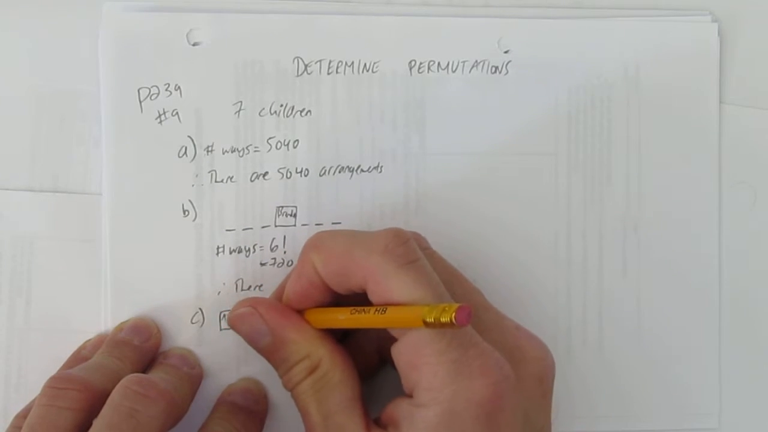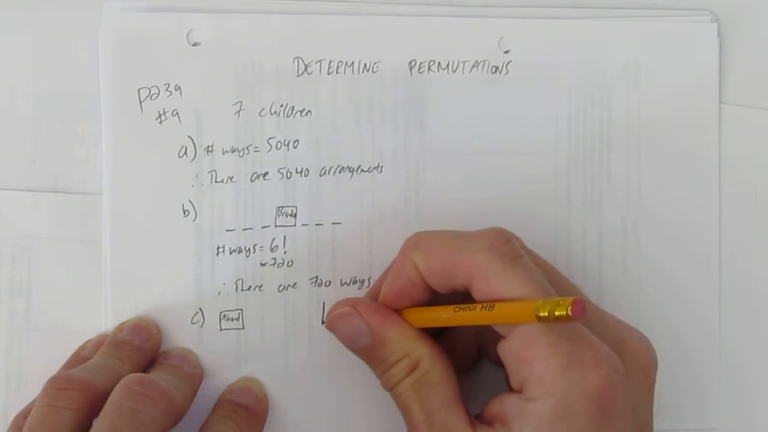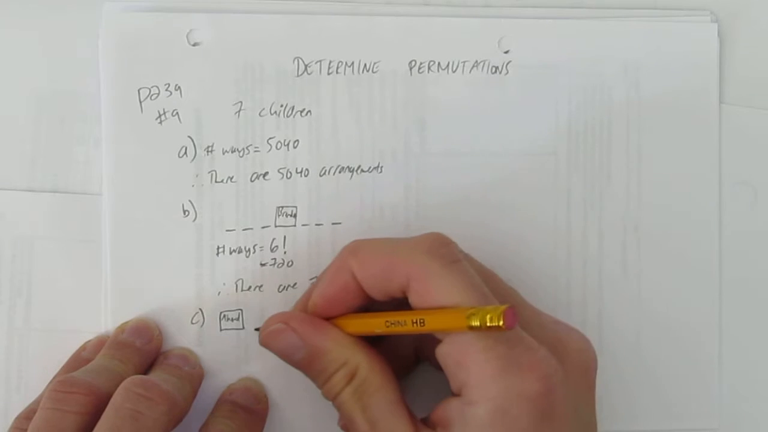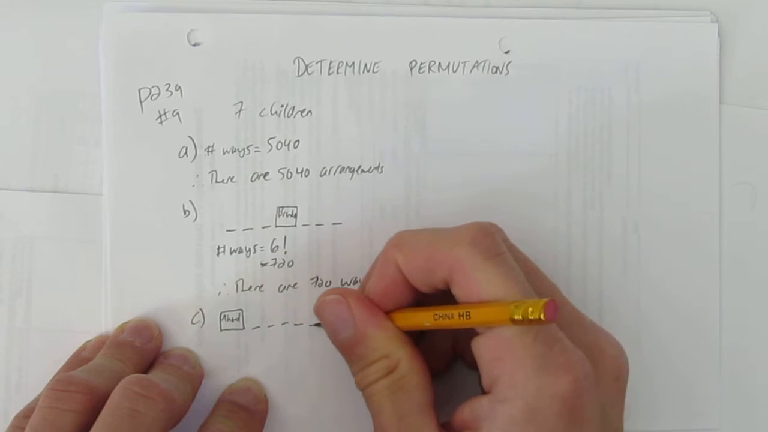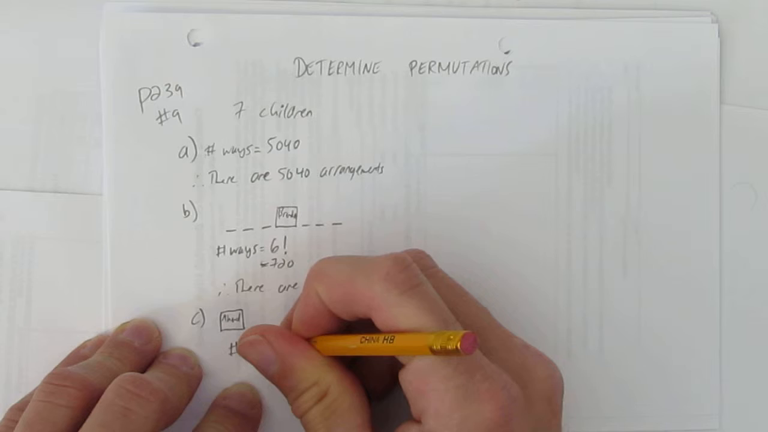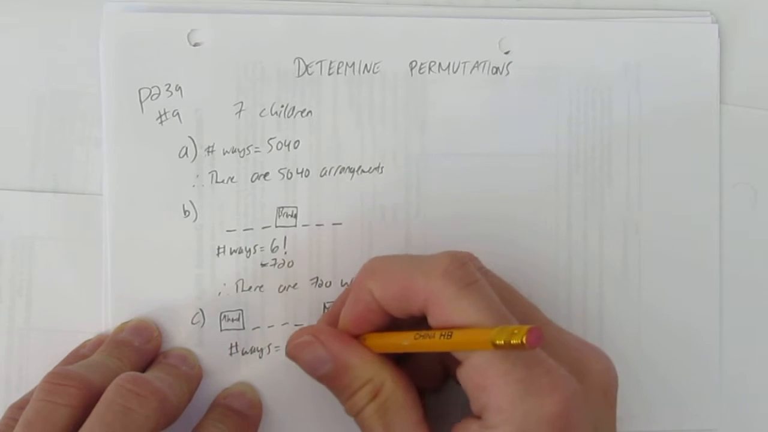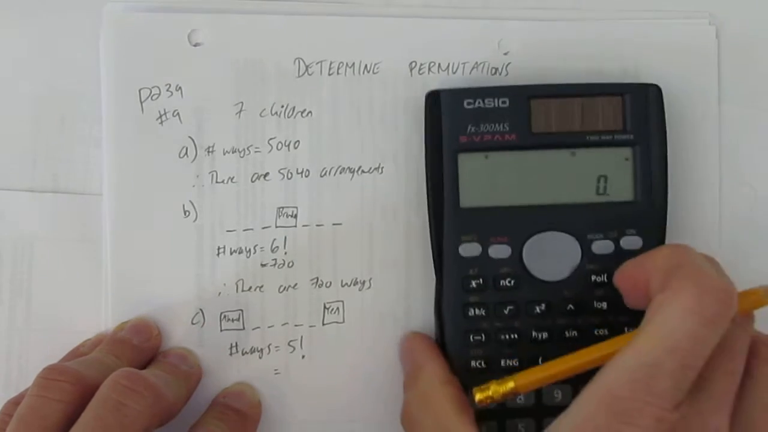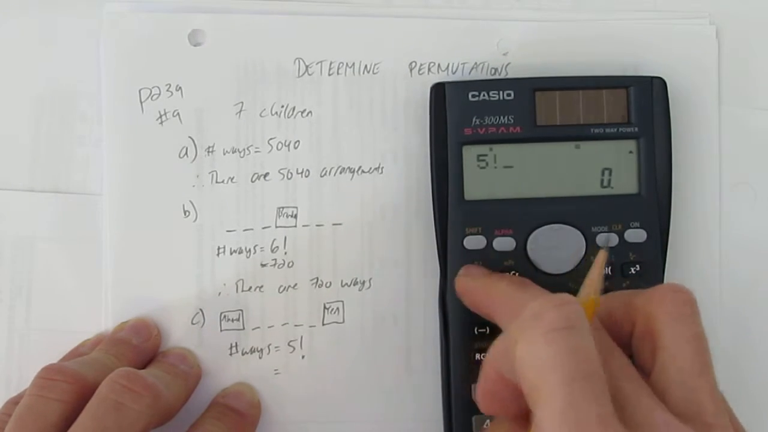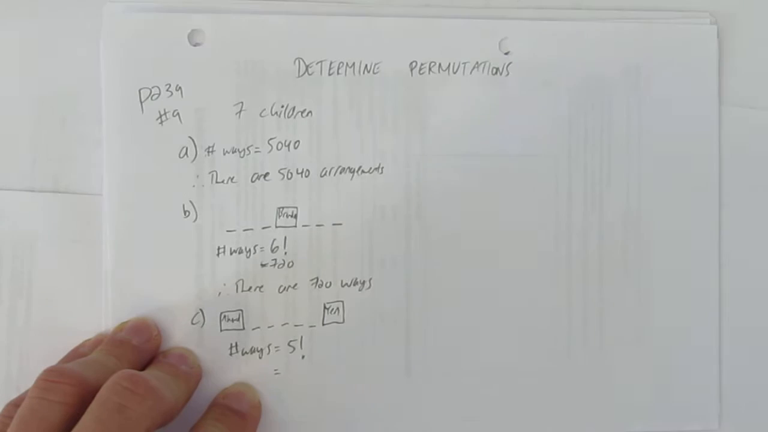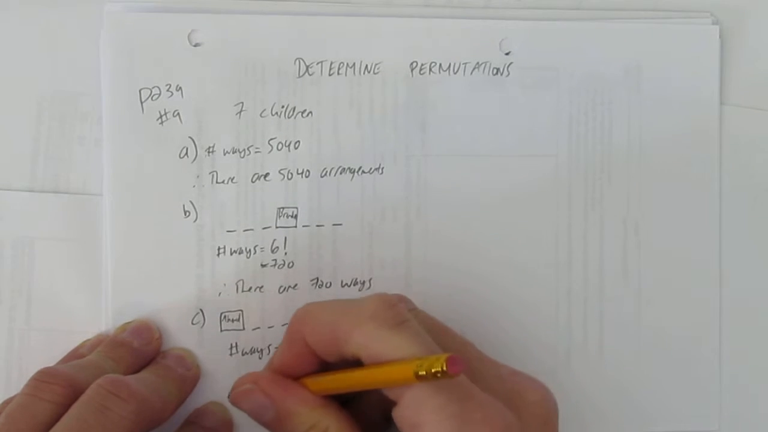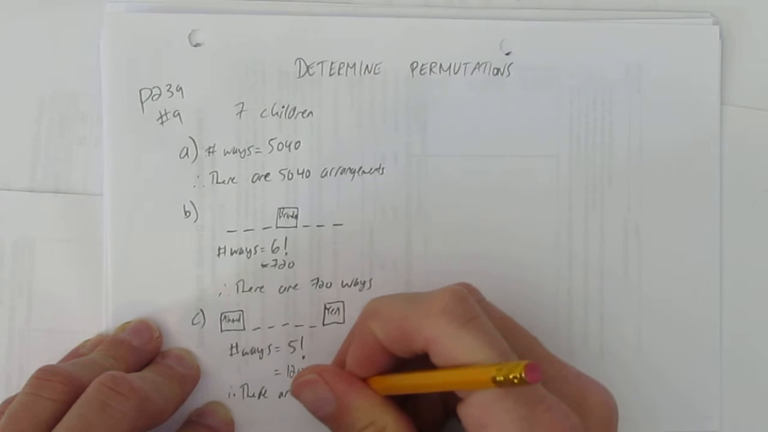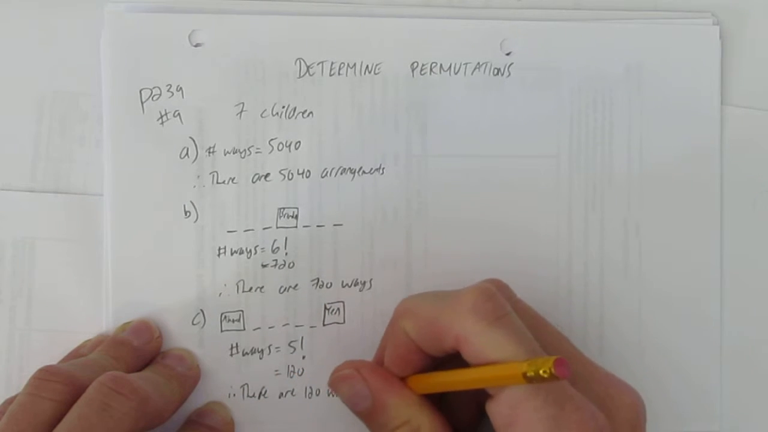Here's Ahmed on the far left and Yen on the far right, which means of the 7 children, there are 5 left to arrange, which means the number of ways, this time we have to arrange 5 children, it's 5 factorial. And so we'll take our calculator again, 5 factorial, which is 120. Therefore, in this situation, there are 120 ways.